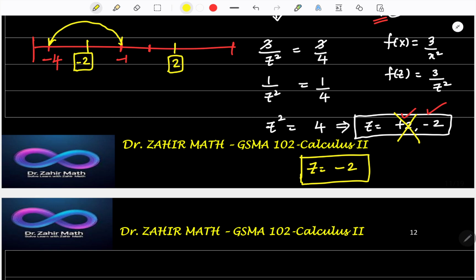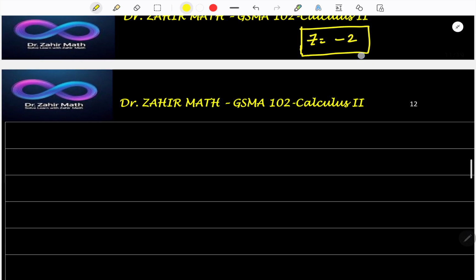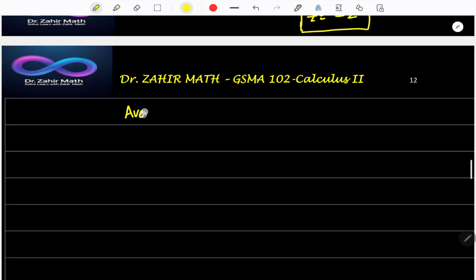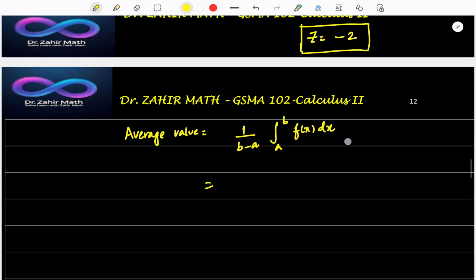Got it? Right. The next is we are going to find the average value. What is the formula for average value? We said 1 divided by b minus a, integral a to b f of x dx. This is the formula for the average value. In the exam, you should write the formula, keep in your mind. Okay? Right. Just now we calculated the average value.